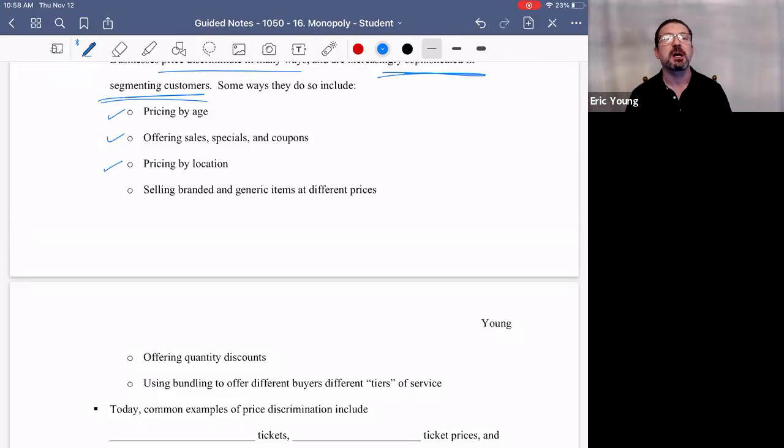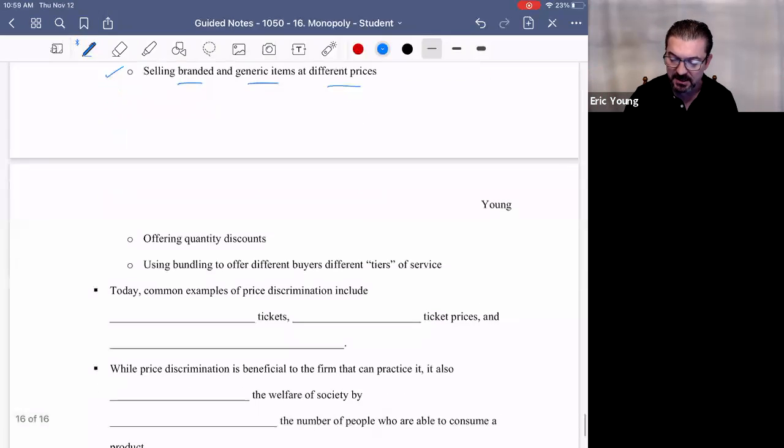Pricing by location is a really common way to price discriminate. Take a look around our campus within the city: different gas stations, even a couple blocks apart, have big differences in gas prices. So there is lots of price discrimination by location. We also see it in the selling of branded and generic items, especially in medications and other products. You have branded items and generic items, essentially the same thing, but sold at different prices.